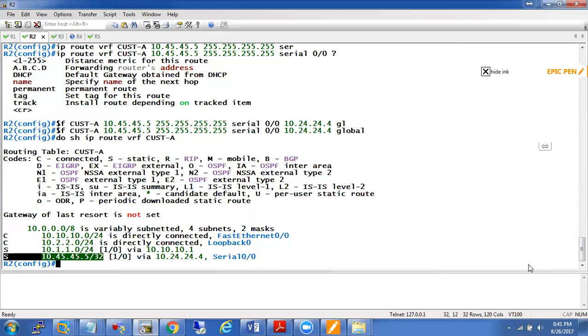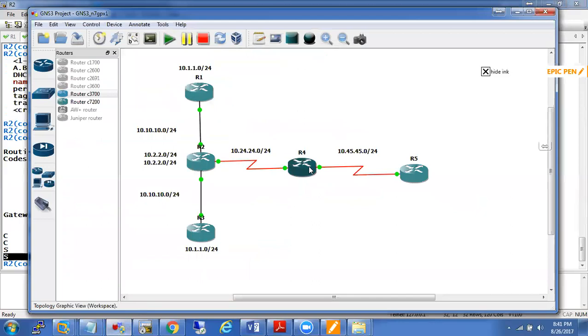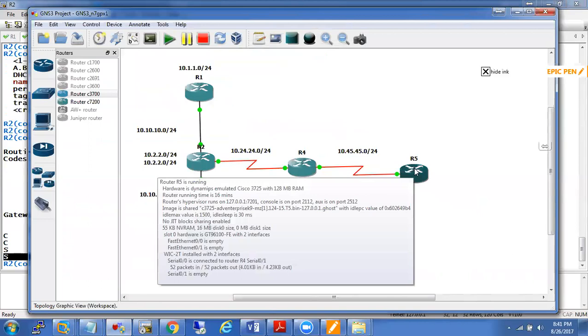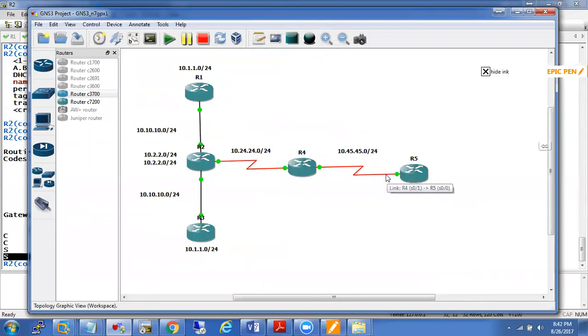Okay. Now when a packet comes in from R1 to R2, R2 sees 10.45.45. It says, I need to send it to 10.24.24.4 through the serial 0 global table, sends it to R4. R4 receives it. R4 knows how to reach 10.45.45. It reaches R5. R5 gets it. It now will return the packet for 10.10.10, right? 10.10.10, when it comes in over here, what does it do?